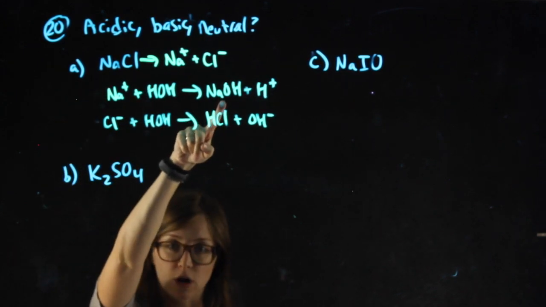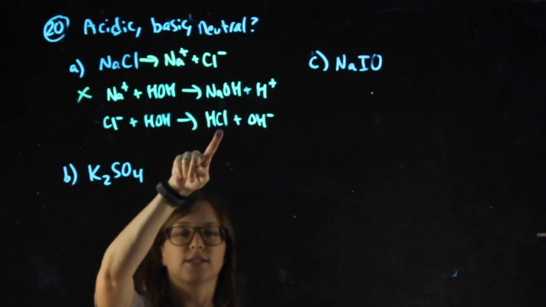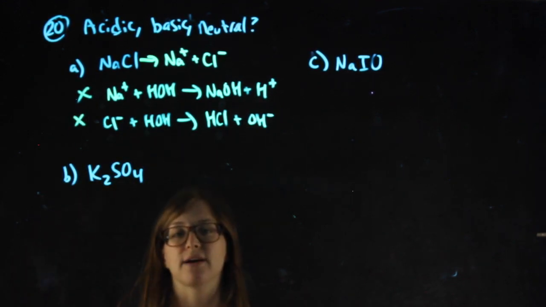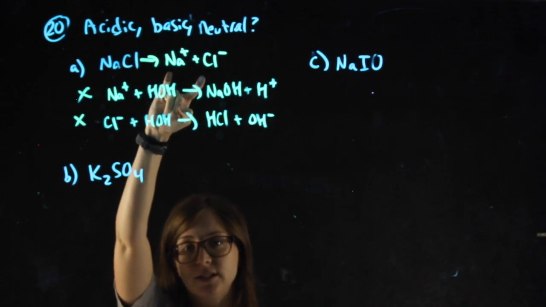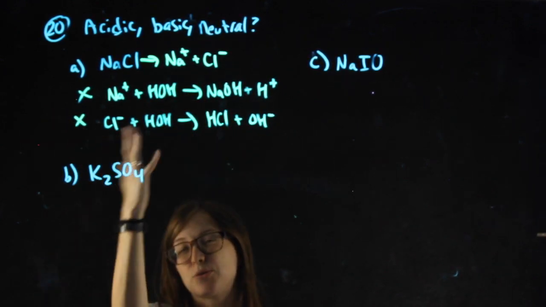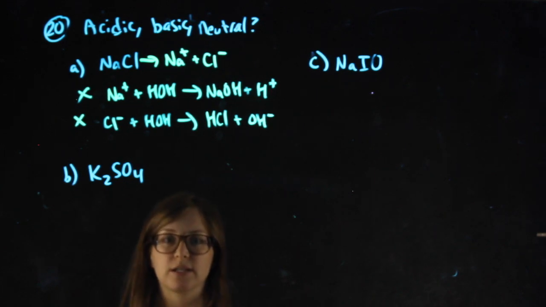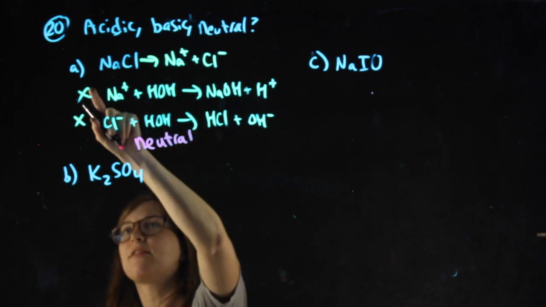Since NaOH is strong, it wants to be dissociated, this reaction will never happen. Since HCl is strong, it wants to be dissociated, this reaction will never happen. So NaCl didn't give us any ions that actually react with water and release H or OH. Since we don't have any ions that actually release H or OH, this is neutral. Neither reaction happened.